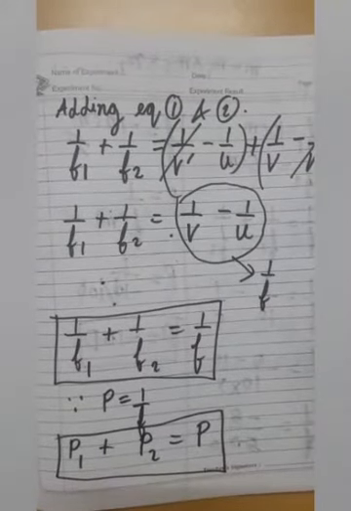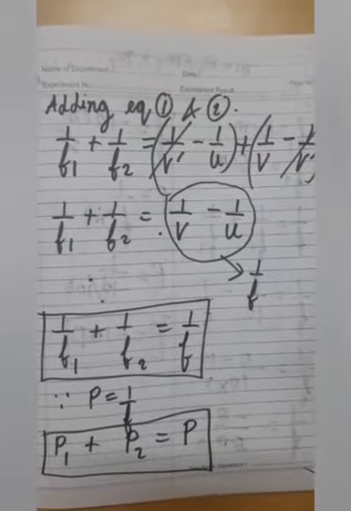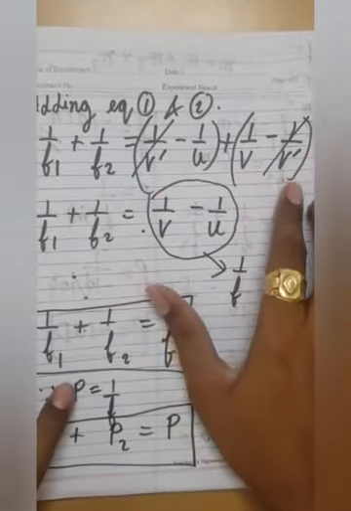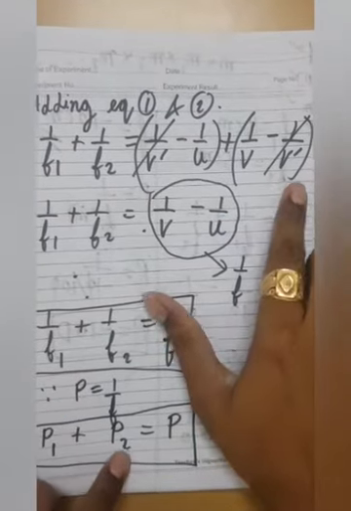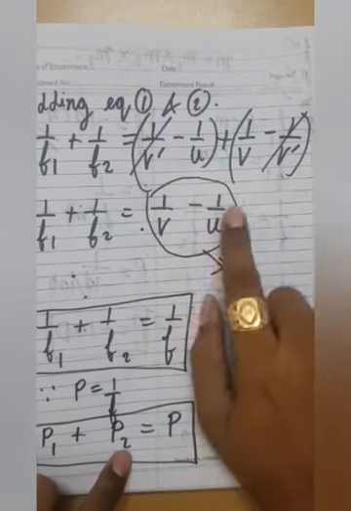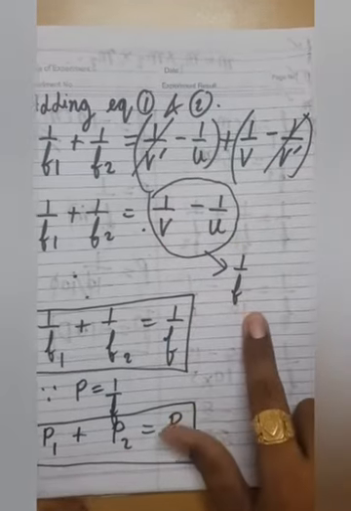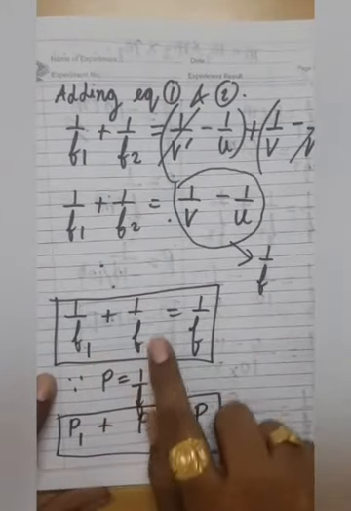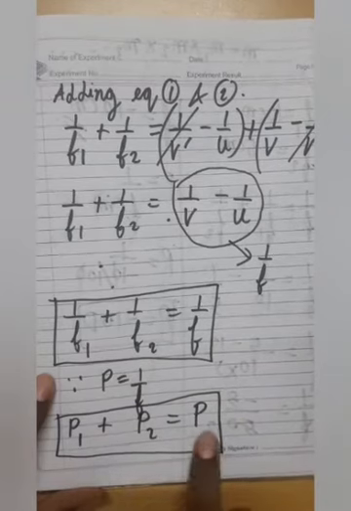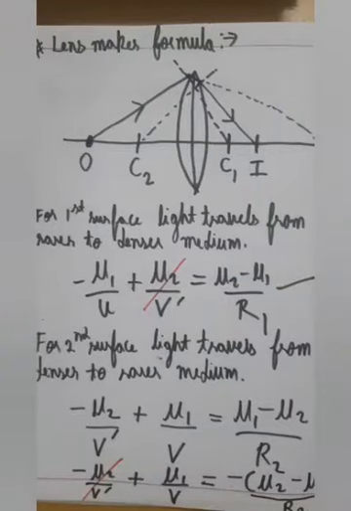If we add both the equations, then what we get is 1 upon f1 plus 1 upon f2 is equal to 1 upon v dash minus 1 by u plus 1 upon v minus 1 upon v dash. So this 1 by v dash would get cancelled out, and we are left with 1 upon v minus 1 upon u, which is actually 1 by f. So our formula would become 1 upon f1 plus 1 upon f2 is equal to 1 by f. And since 1 by f is power, so power is equal to p1 plus p2. Now this is the lens maker formula. This is the most important part of the chapter.